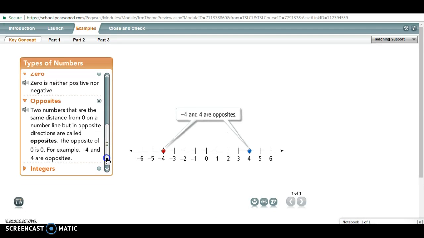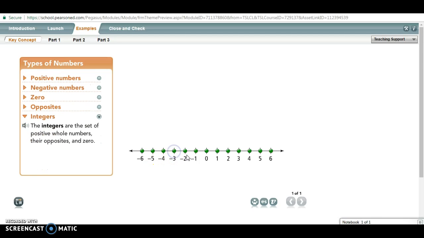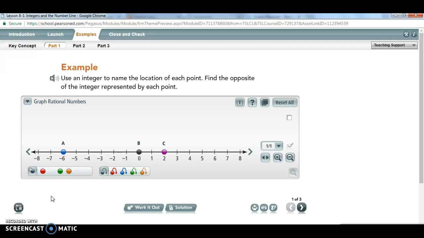Last but not least, we have integers. The integers are the set of positive whole numbers, their opposites, and 0. So where all of these green dots are, those are all integers. They're like our counting numbers. When we move on to part 1, this example, it wants us to name the integers that these dots are at and then find the opposite.